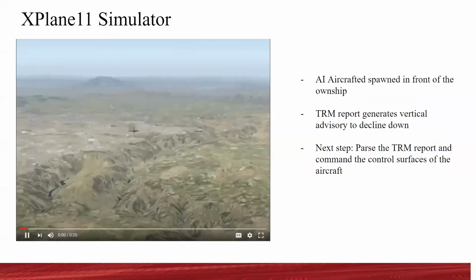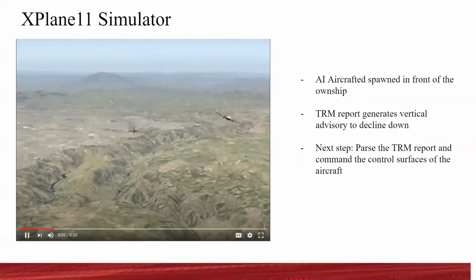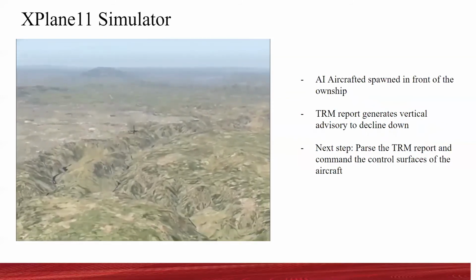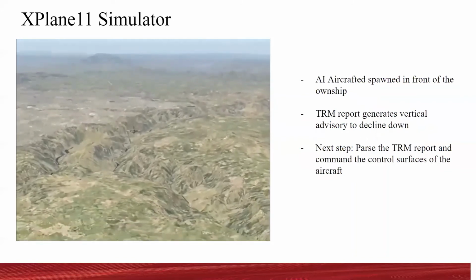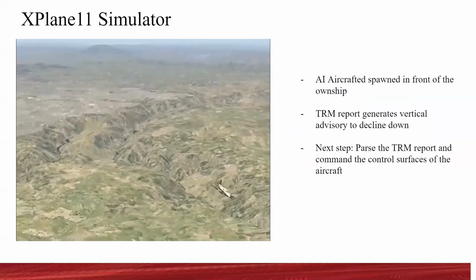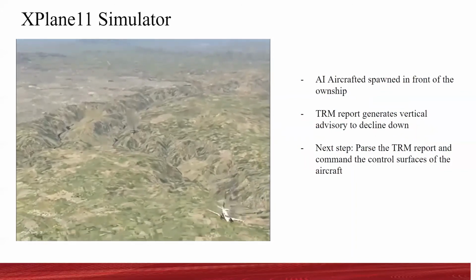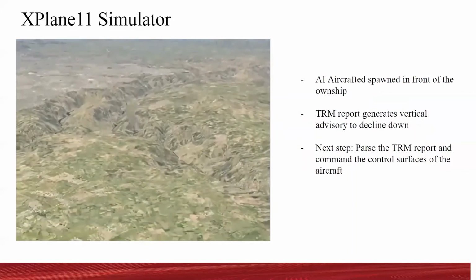So this is a quick video of an AI aircraft spawned in front of the own ship. The TRM report generates a vertical advisory to descend, and the next step is to command the control surfaces of the aircraft in order to avoid the collision on the X-Plane 11 simulator.